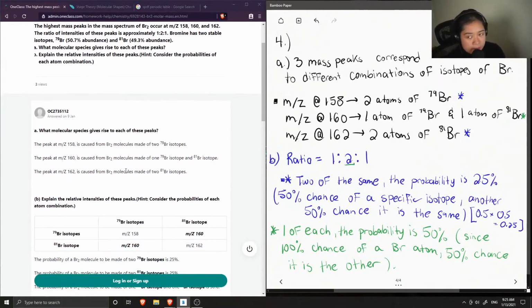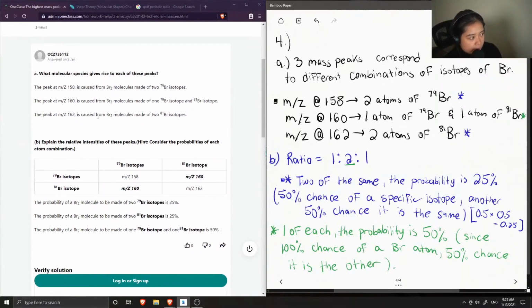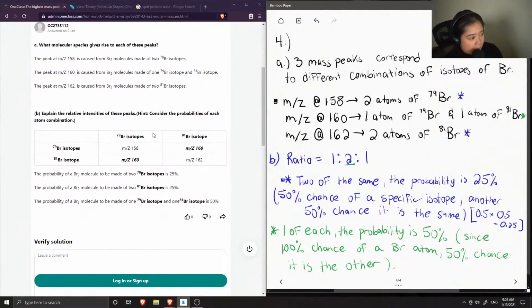And now let's see what the junior tutor said. The peak at 158 is caused from the bromine molecules made of 2 bromine 79 isotopes. Peak at 160 is caused from bromine molecules made of 1 bromine 79 and 1 bromine 81 isotope. And lastly, the peak at 162 is caused by 2 of the bromine 81 isotopes.